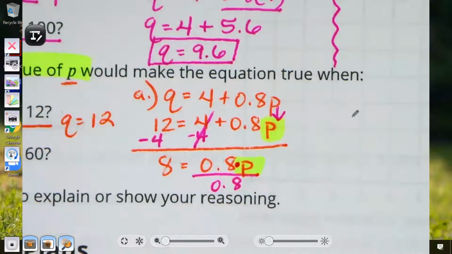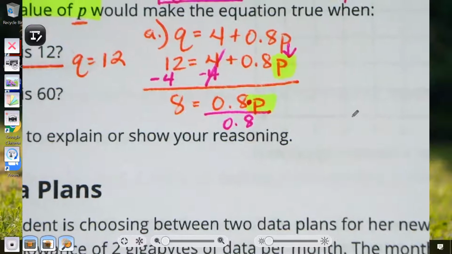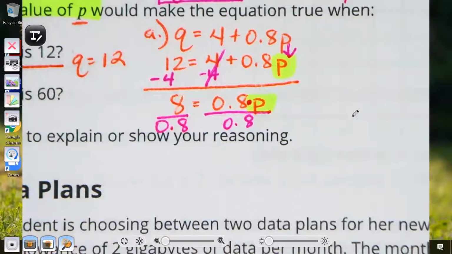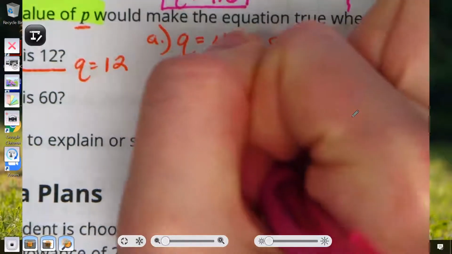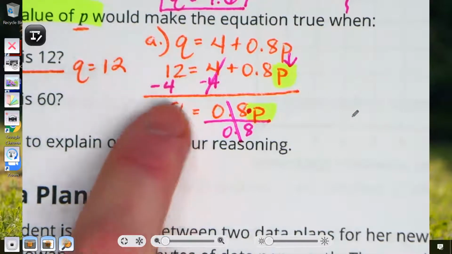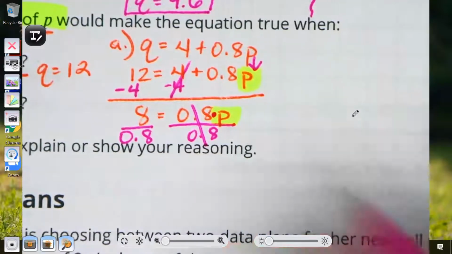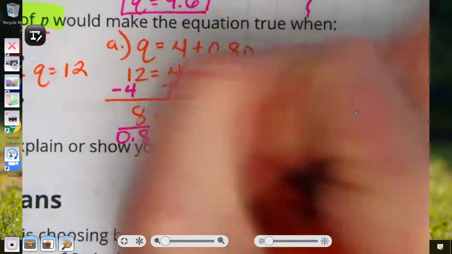If I do it to one side, I've got to do it to the other side. What happens to my 0.8s? They cancel out. All right, then someone tell me what a positive whole number 8 is divided by 0.8. 10. So p equals 10.